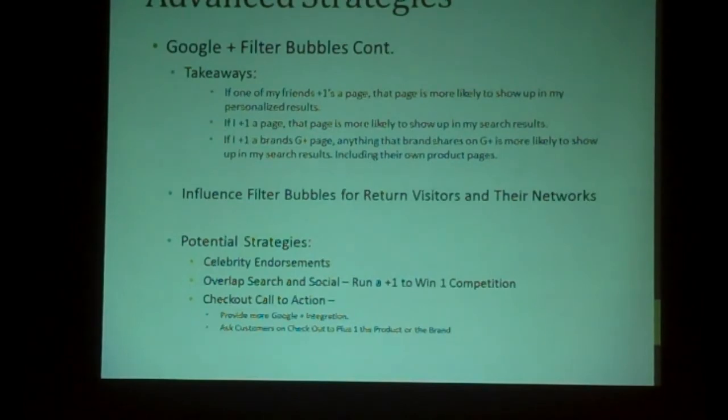Some strategies you can use with this are celebrity endorsements. If you can get a celebrity with a huge Google Plus following to plus one your page, then obviously their whole following is going to see that reflected in their search results. You can run campaigns like a plus one our page to win an iPad or an iPhone or something like that. And if you can get multiple people to plus one your page, their networks are all going to be influenced.